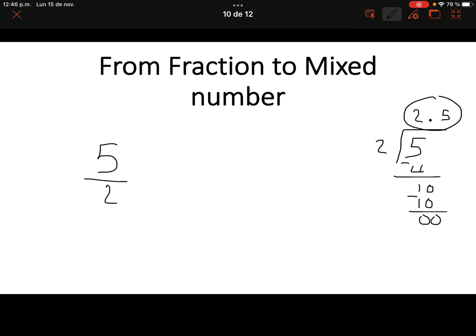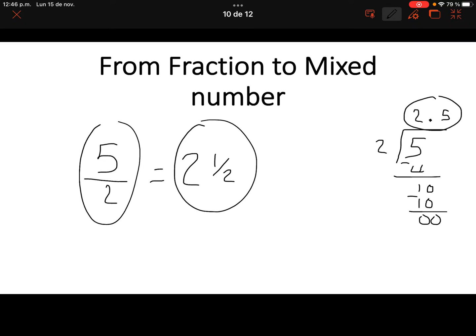It's a decimal number. We know that 2.5 means 2 complete units, and 0.5, that is 1/2. 0.5 is 1/2. Then 5 over 2 is exactly the same as 2 wholes and 1/2 of the next unit. 2 and 1/2 is equal to 2.5.